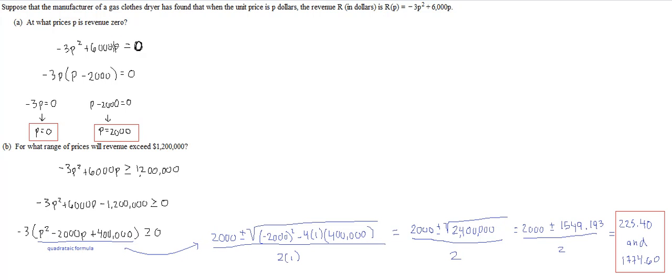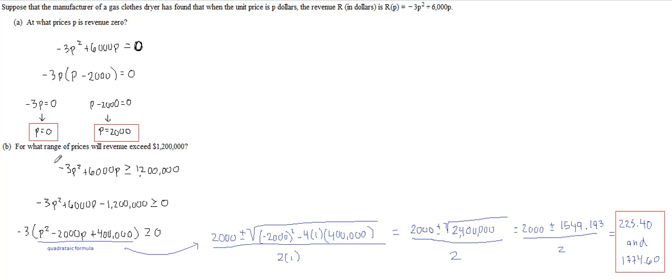Since it just has two terms here, we could see if there's anything in common we can factor out, which there is. So we can take out a negative 3p, and inside there'd still be a p minus 2,000. So we set each factor equal to 0 and solve, and that tells us the two prices that would give our revenue equal to 0.